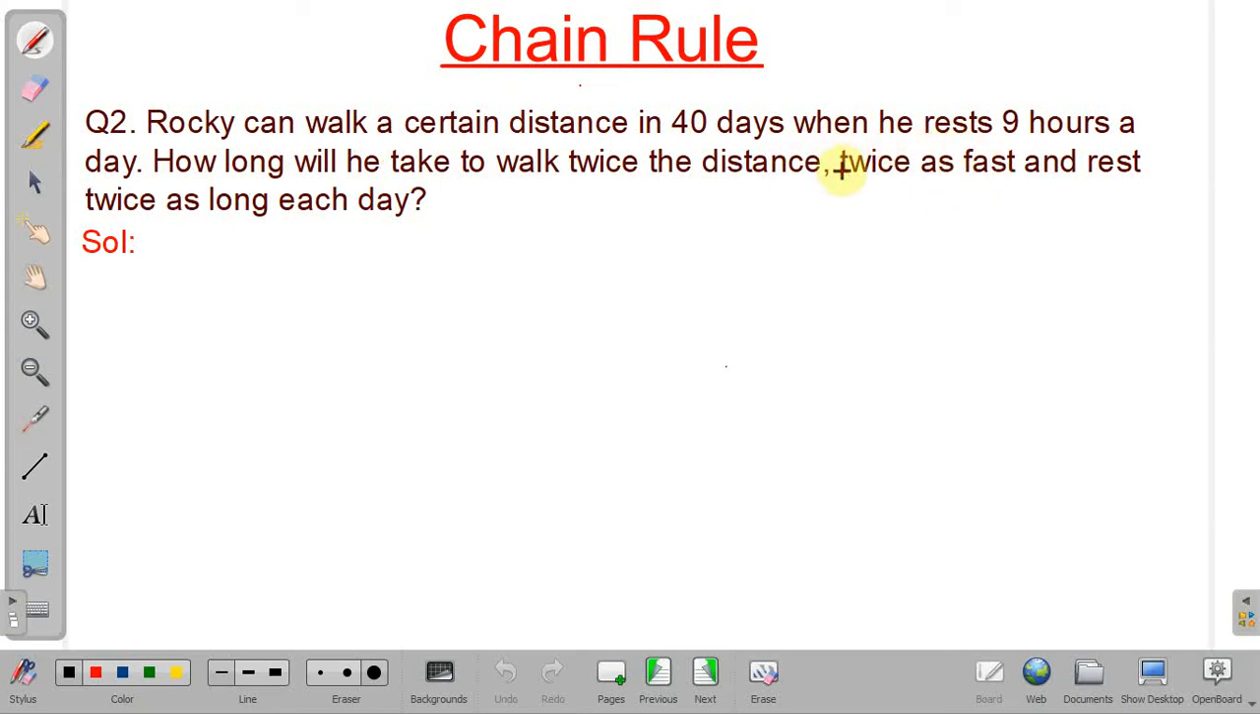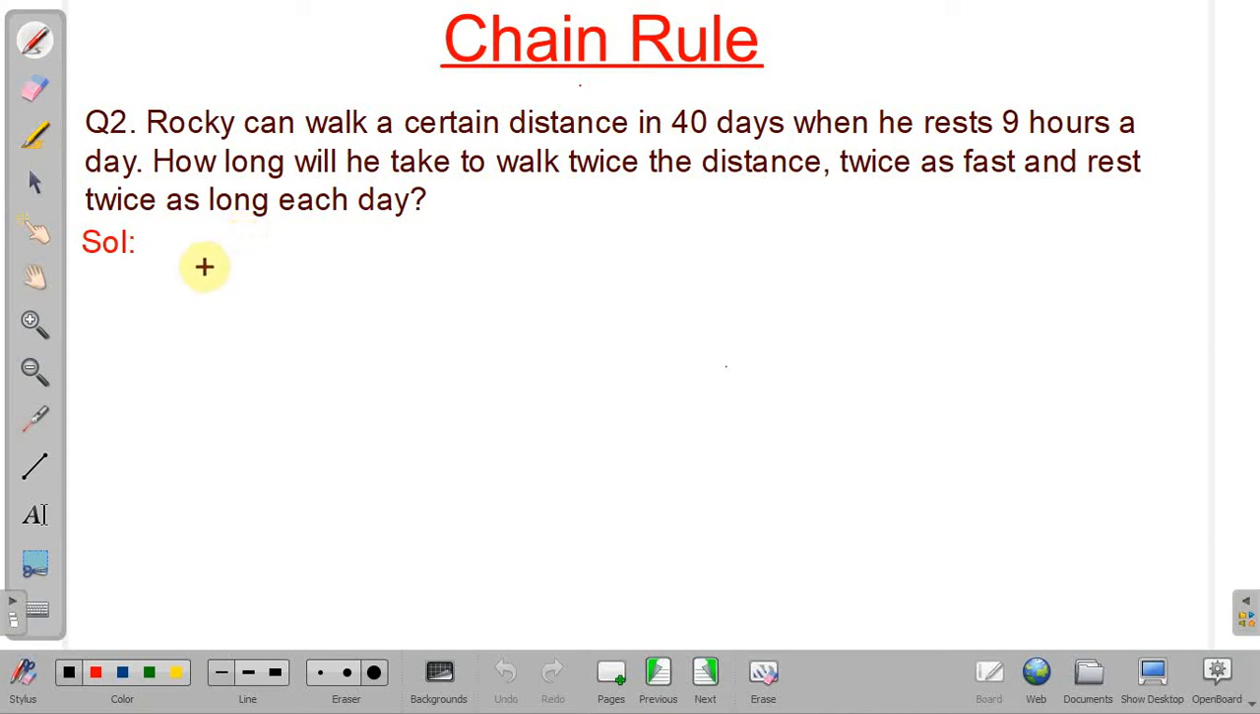Twice as fast, so speed is also changing. So we have to see the relation with respect to speed, and rest twice. So rest time is also twice, and we have to see the relation with respect to rest time also. We have to find in how many days Rocky will be able to walk twice the distance, twice as fast, and taking twice the rest. So we will see how each parameter is linked with the number of days.